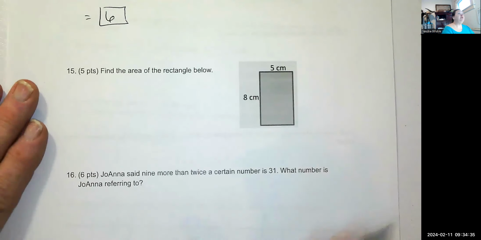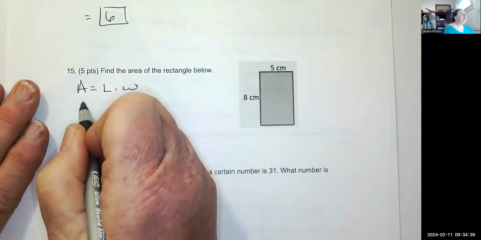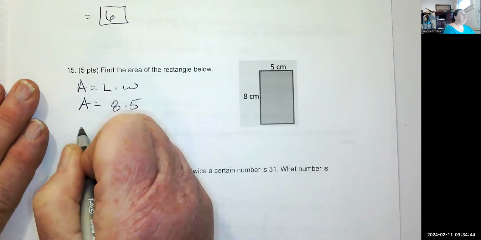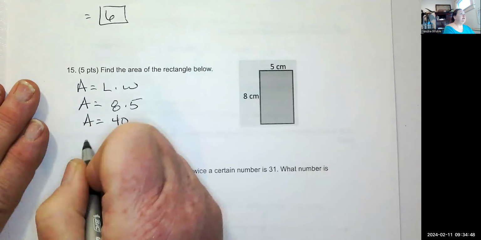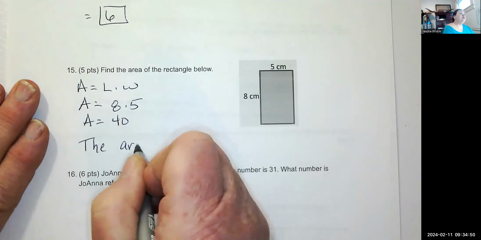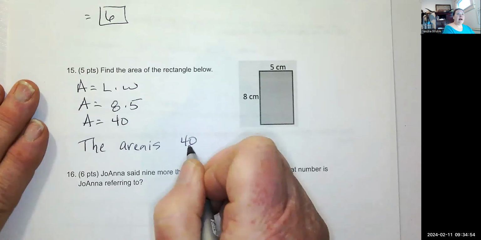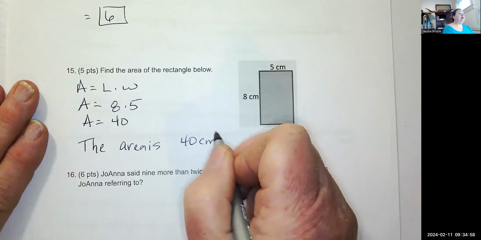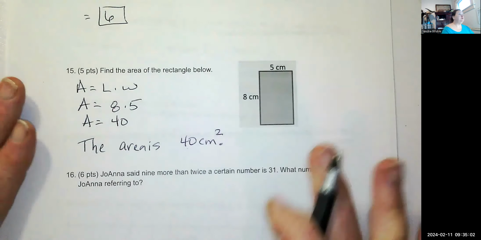Find the area of the rectangle below. I gave you the area of the rectangle at the beginning. It's just length times width. So area is 8 times 5. That's 40. I need to give this in a sentence. The area is 40. I need to have my correct units. Centimeters, because area is always measured in squares. I can write that, or I can write square centimeters.